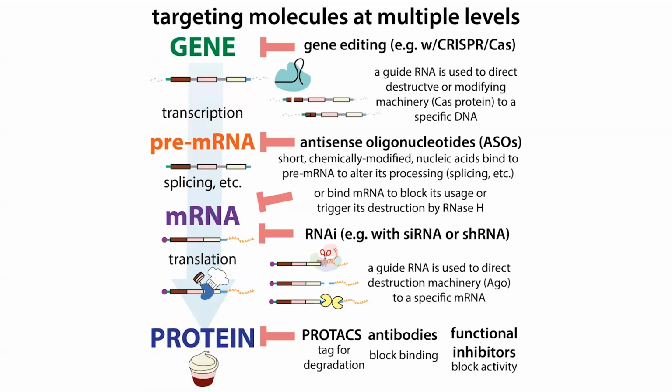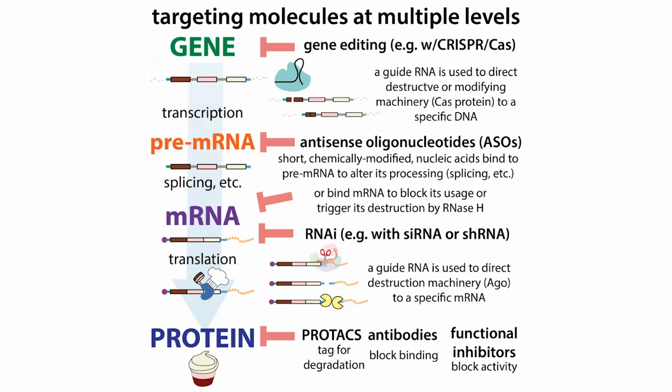If we want to go after the RNA, we can use antisense oligonucleotides, or ASOs, which are short chemically modified nucleic acids. They're chemically modified to be more stable. They can bind to the pre-messenger RNA and alter its splicing patterns, or bind to the messenger RNA and block things like ribosomes to prevent translation, or, more commonly, cause ASO-RNA hybrids that get cut by RNase H. With RNA interference, you're using RNA guides, such as from shRNA or siRNA, to direct a different nuclease, Argonaute, to a sequence in the messenger RNA and cause it to be cut.